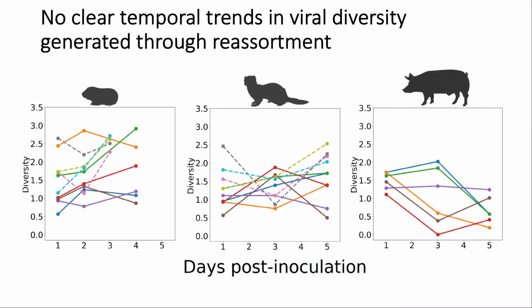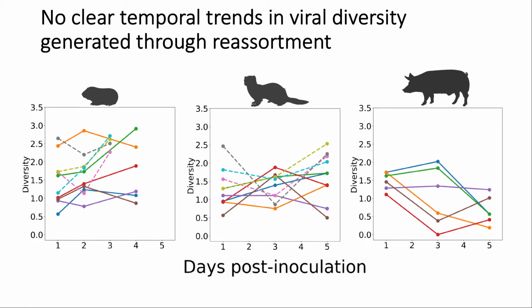To look at diversity more formally, we applied the Shannon-Wiener Diversity Index, and here are showing the results of that for all of the animals. So we have diversity against time. And on the guinea pig and ferret plots, you can see that there's dashed lines and solid lines. These represent two different doses. The higher dose is the dashed line. We didn't see a strong dose effect, so we typically just handled all the data together.